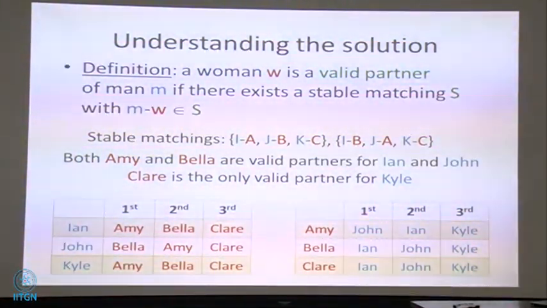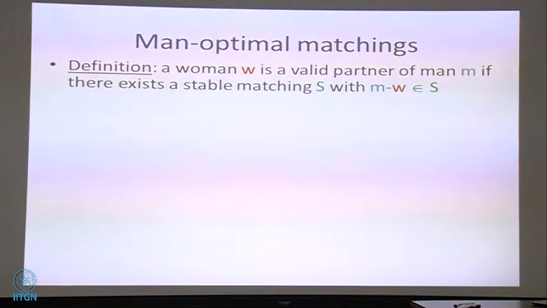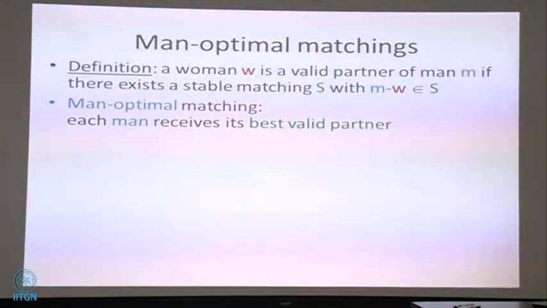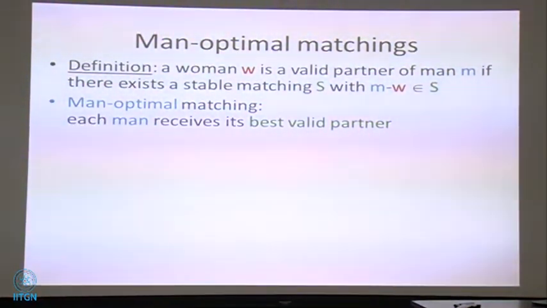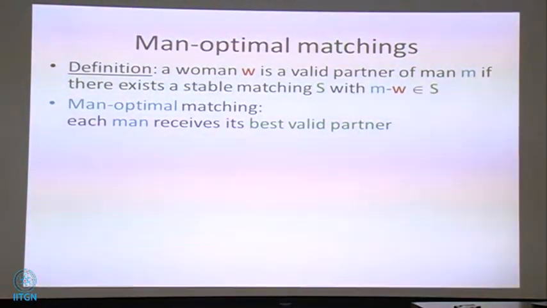Not necessarily Gale-Shapley, just what can happen universally. Okay, so now let me define. Okay, so that's my definition. So here's another funny definition. Man optimal matching. I say that a man optimal matching is a matching where each man receives his best valid partner. Okay, this is a weird definition.